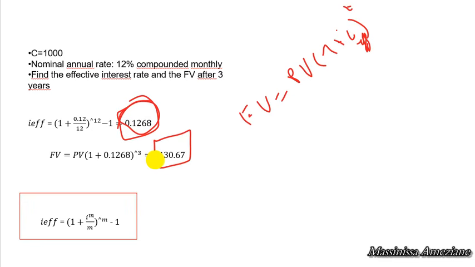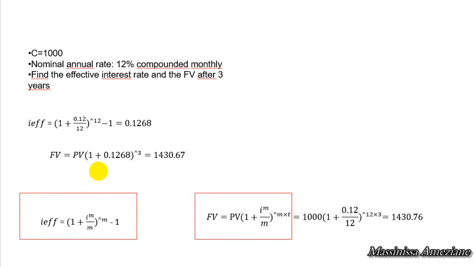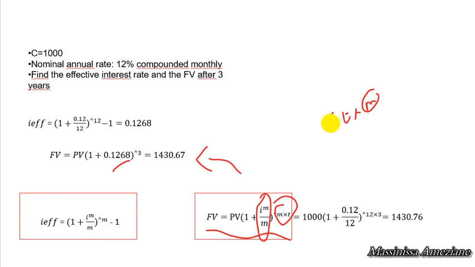We also can calculate the future value with another method, which is this formula. The future value is the present value times, actually it is the same thing, but here we use the annual interest rate power the number of years. Here we use the monthly interest rate power the number of months. We get the same result. The number of months is the number of years times the number of periods in 1 year. So m is 12 times n, which is 3 years, and we get the same result.